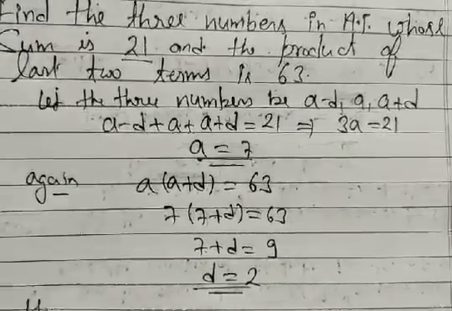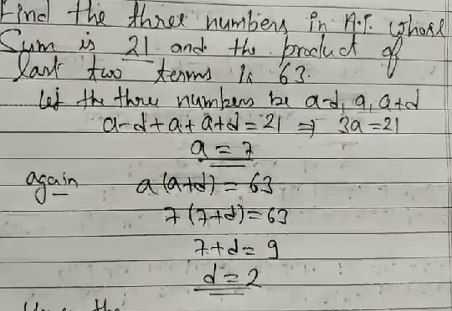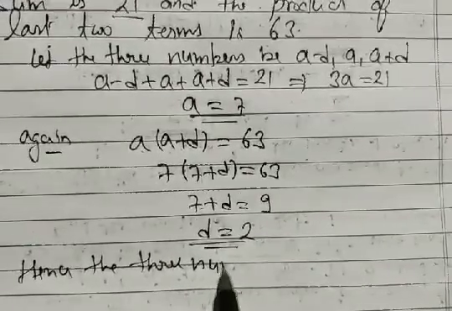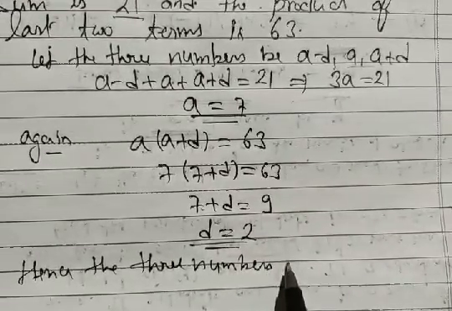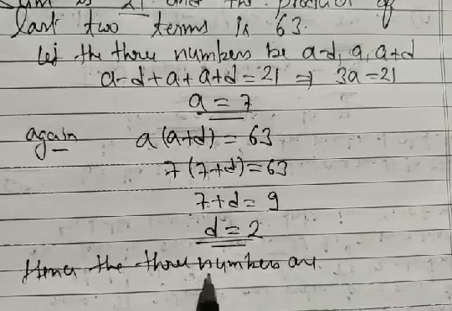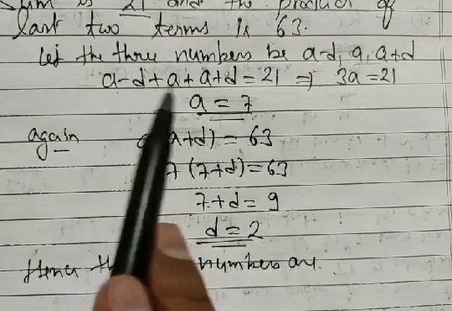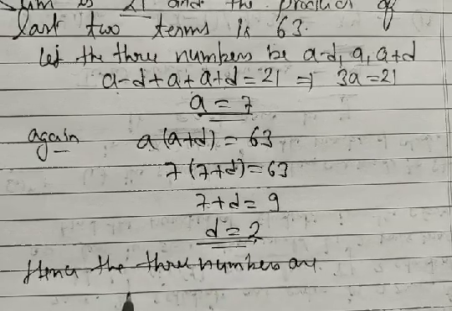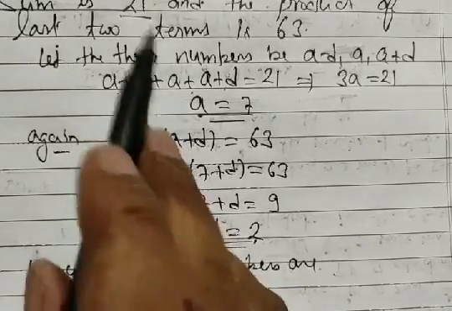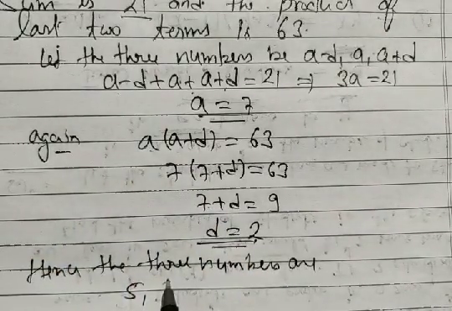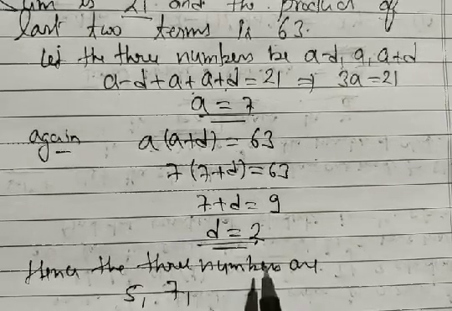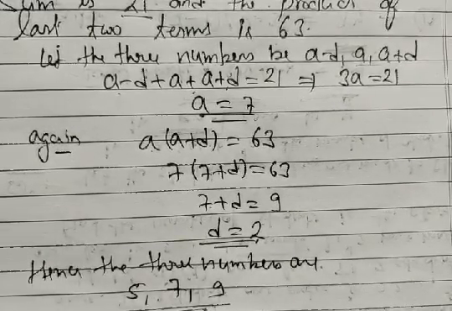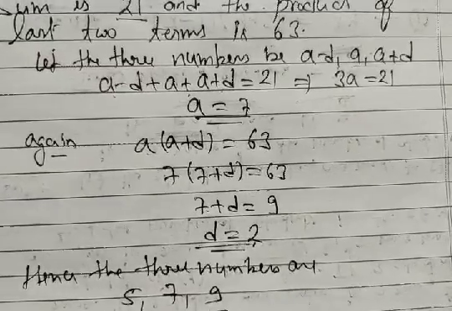Hence the three numbers are a minus d, a, a plus d. Our a is 7, d is 2. 7 minus 2, we get 5. Then a is 7 here. And the third number is a plus d, 7 plus 2, 9. Hence our three numbers are 5, 7 and 9.